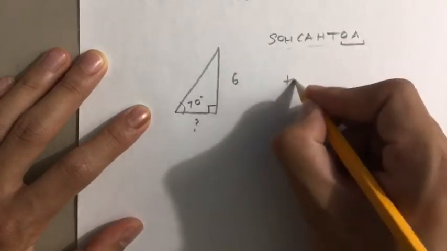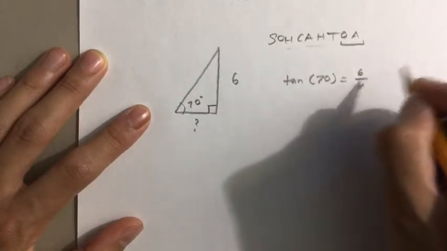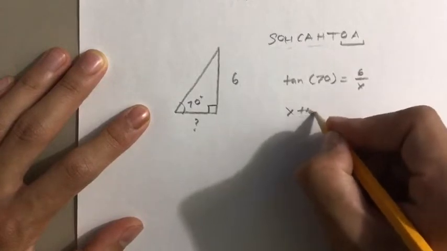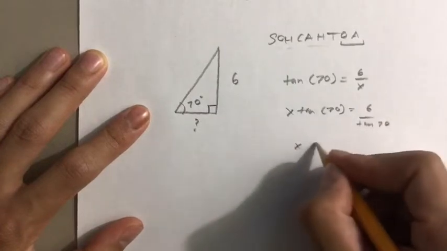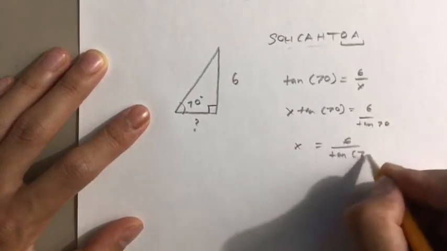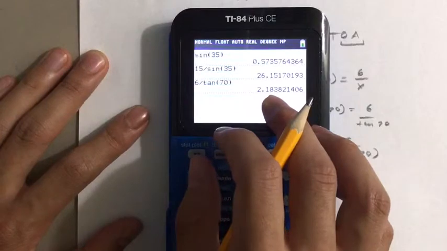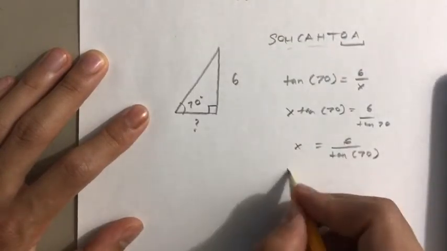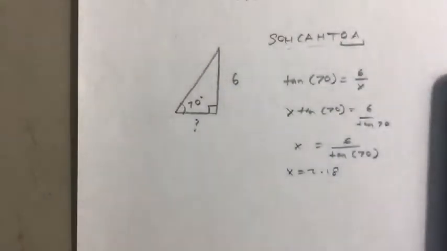So let's set it up. Tan of theta, which is 70, equals the opposite over the adjacent. So now let's do some algebra. x tan 70 equals 6. Divide by tan 70 on both sides. So x equals 6 over tan of 70. So take out your calculator here. 6 divided by tan of 70. That gives us 2.18. So x equals 2.18. And let's check our answer. And it's correct. So that's how you solve for a specific side.